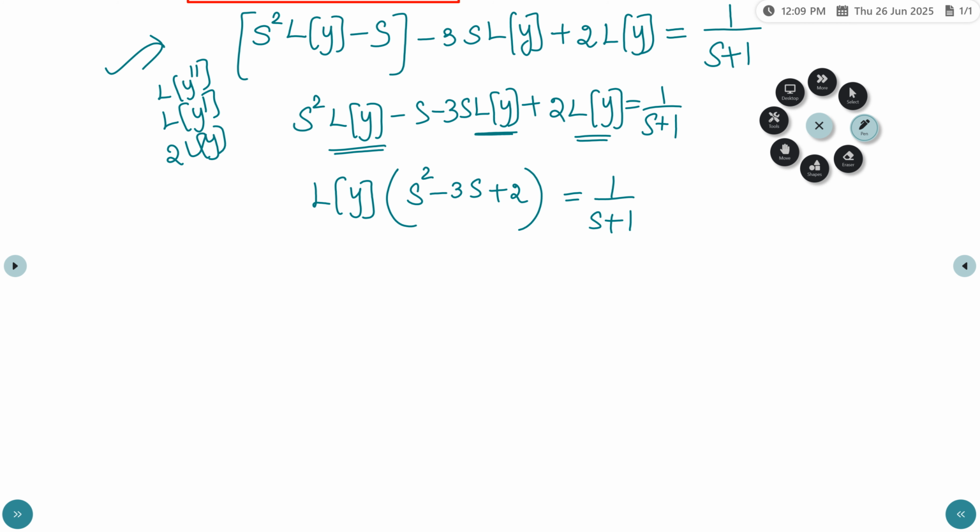Then what about the remaining term? Minus 3s here. L of y is common. So the coefficient is s square, minus 3s plus 2, equal to 1 by s plus 1. This minus s comes to the right hand side, which means it will be plus s.